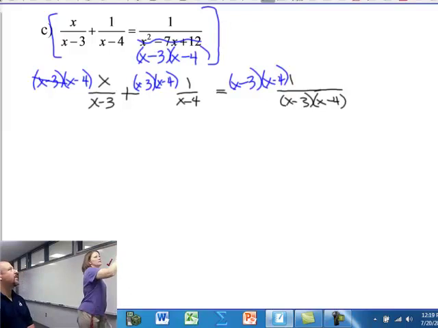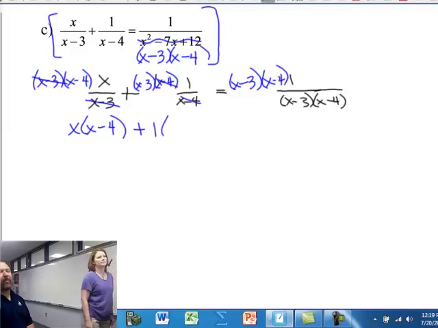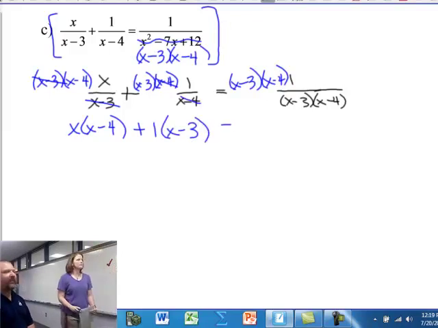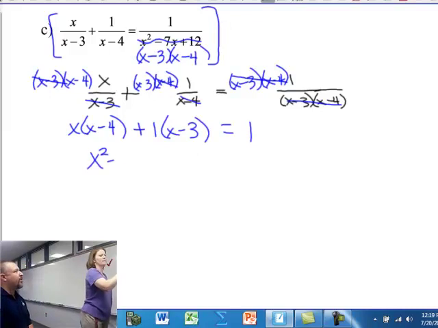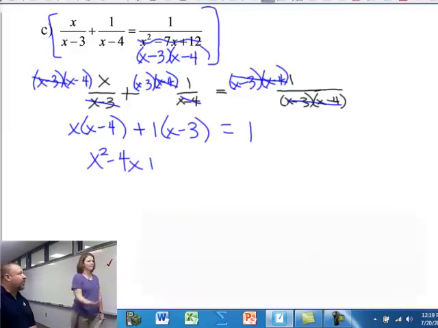So we've got an x times an x minus 4, plus a 1 times an x minus 3. And again, we highly suggest not multiplying it out on this step. Just go ahead and write it all down. Now that the fractions are gone, we're back to what we did a couple days ago with quadratic ones, I think. So then we multiply everything out.